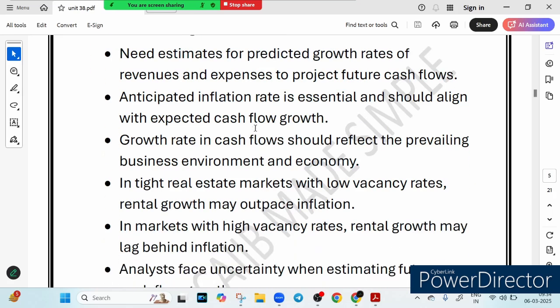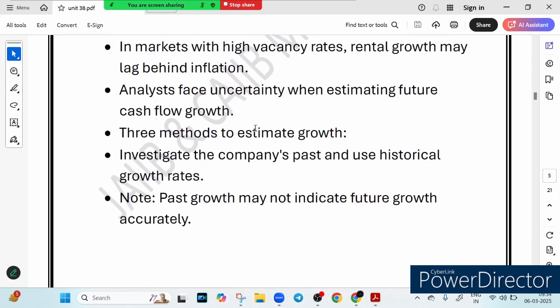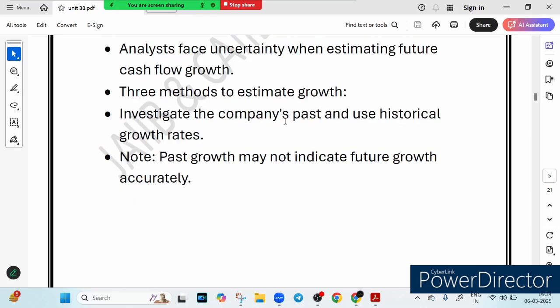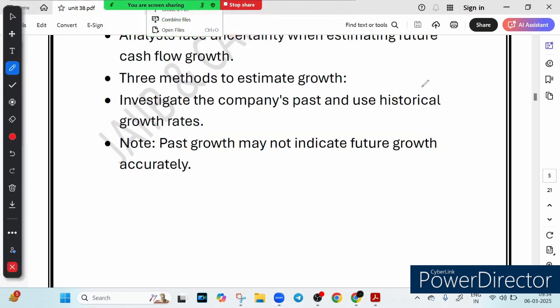Since the future is quite uncertain, you know it very well that the future is uncertain, right? So analysts use three common methods to estimate the growth. What are the three common methods used? The first method is to look at the past. Let me write down, look at the past. What does it mean? We analyze a company's historical growth rate to see how it performed over the years.